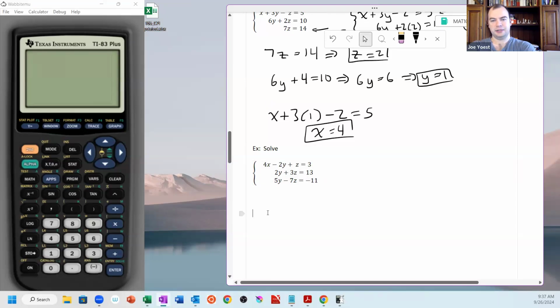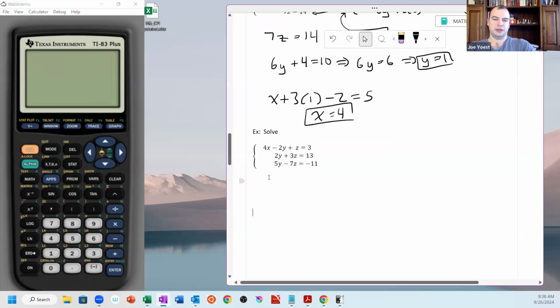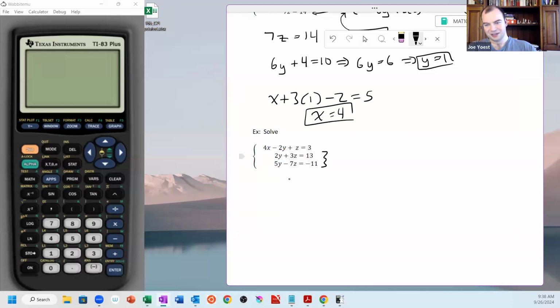Okay, let's take a look at this one here. 4x minus 2y plus z equals 3, 2y plus 3z equals 13, and 5y minus 7z equals negative 11. Now, something I notice here is that I only see x in the first equation. The second and third equations, if I look at those as a pair, well, that's actually just a 2x2 system that's hiding in this 3x3 system, right?